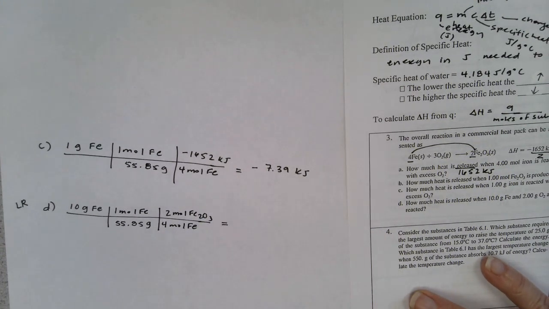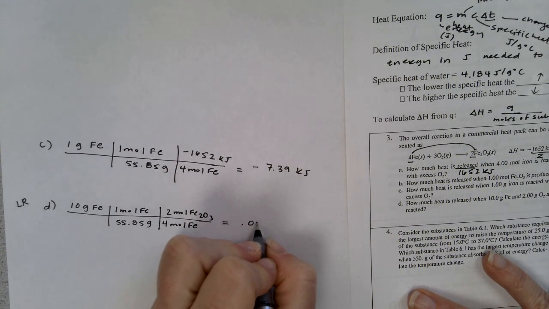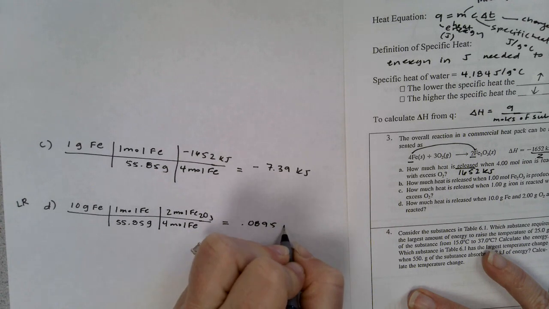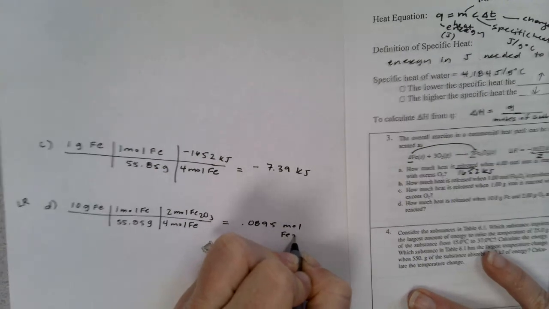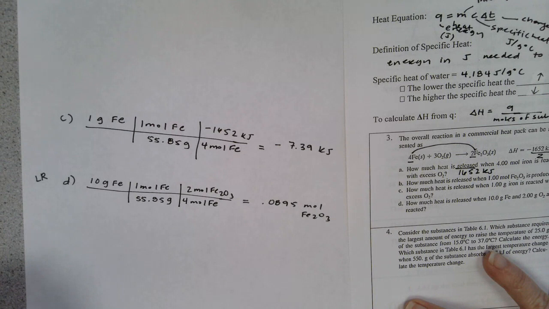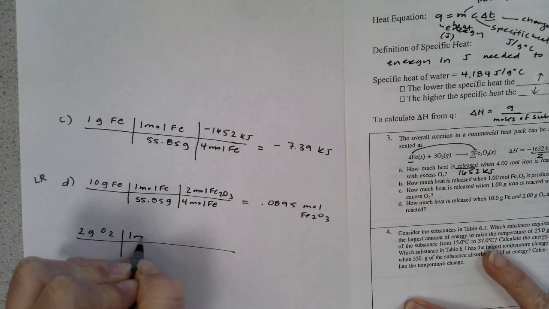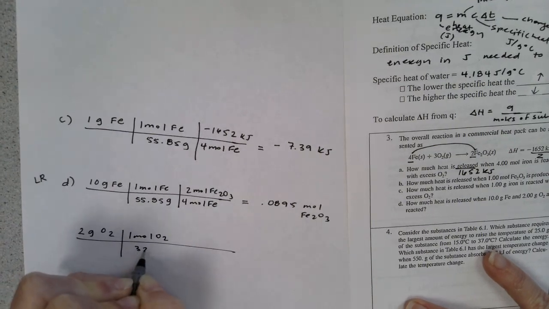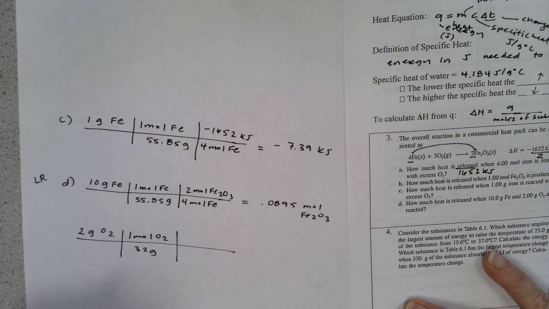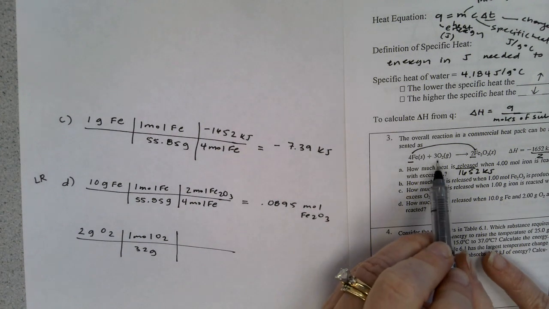And when I calculated that, I got 0.0895 moles of Fe2O3. And again, the lower one is the one that we're going to choose to work with. The other one is 2 grams of O2. So 1 mole of O2 is 32 grams.